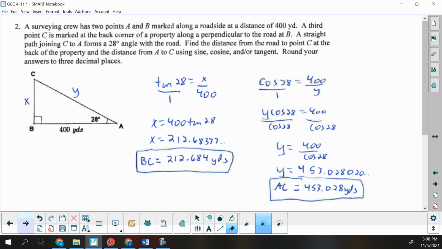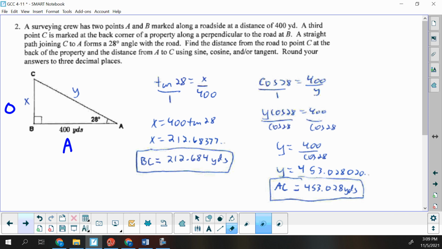Number 2 is like what we saw on day 9. It was nice they gave us the picture. So we wanted to find both of those values, x and y. So to find x, we have opposite for the x. We've got adjacent for the 400, so use tan.